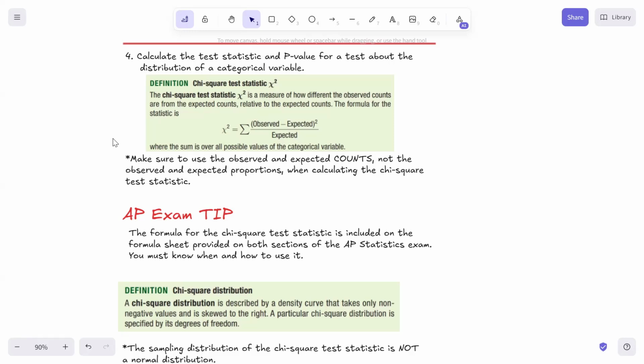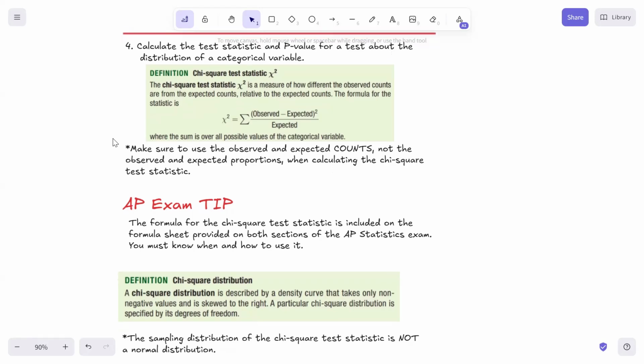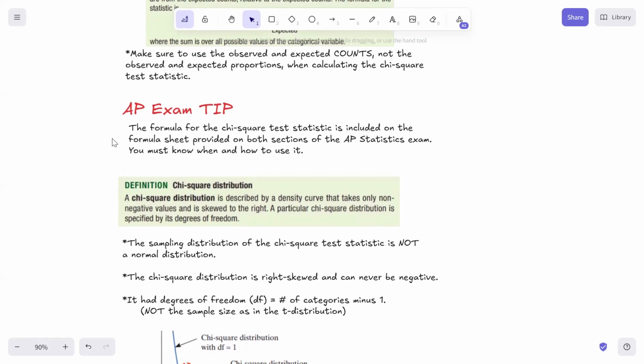And so the AP exam tip here is that the formula sheet does contain the chi-square test statistic, and it's available on both sections, so for the multiple choice and free response sections of the AP Stats exam. But your part is you need to know when to use it and how to use it, and also how to interpret the results. So the next thing we need to talk about is something called the chi-square distribution. It's a density curve that takes on only non-negative values and is skewed to the right. A particular chi-square distribution is specified by its degrees of freedom.